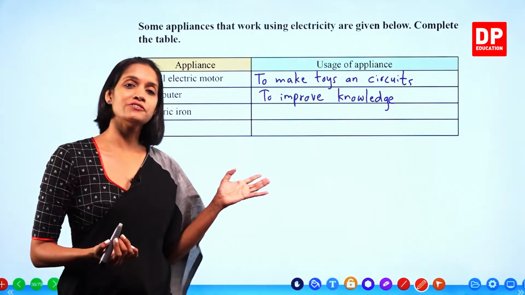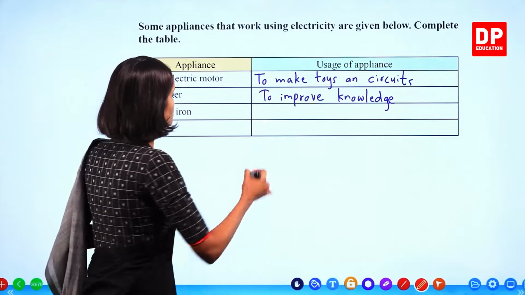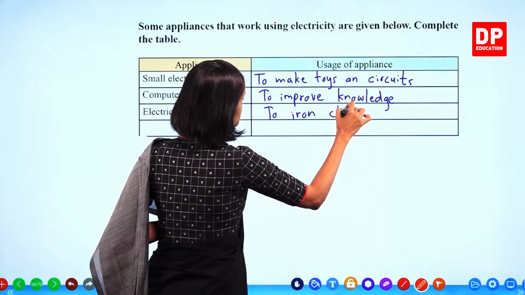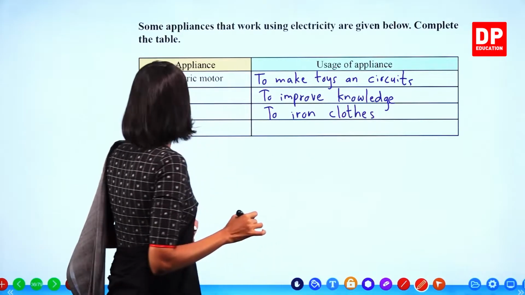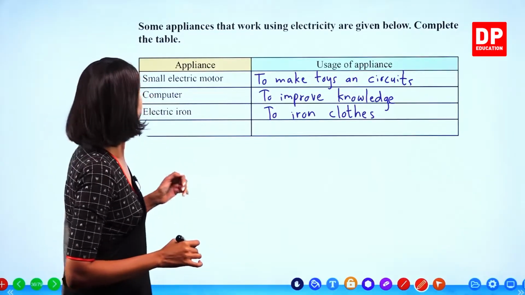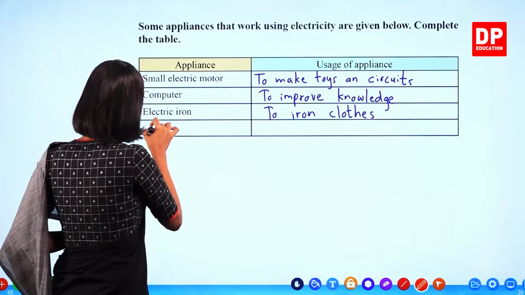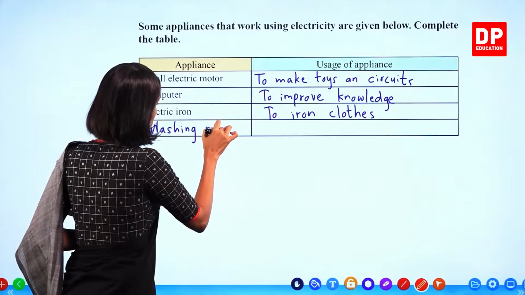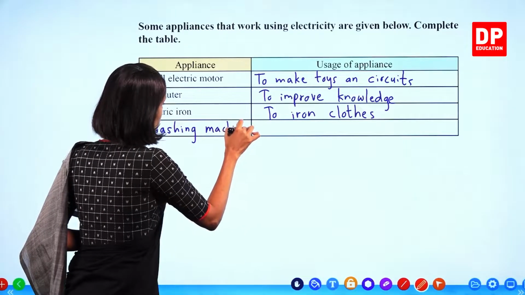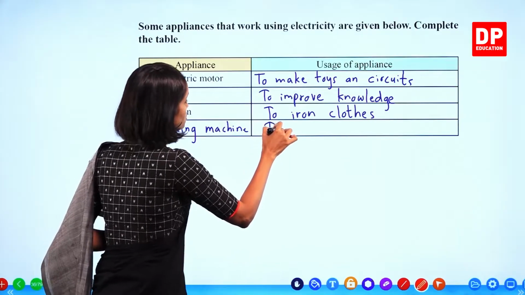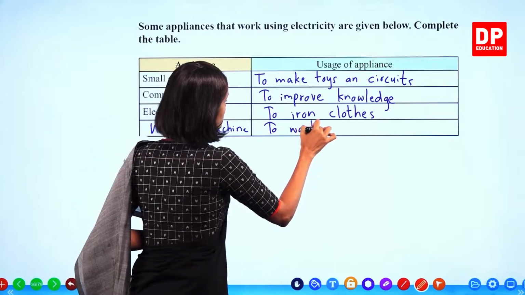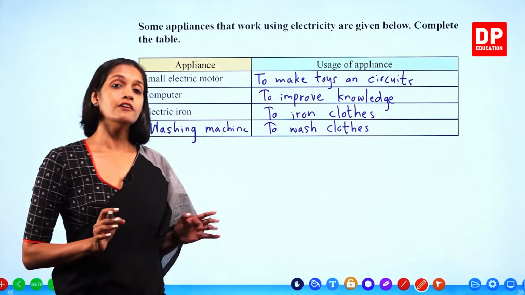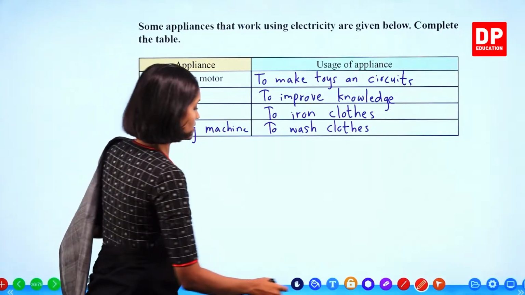Right. Electric iron. We use the electric iron to iron our clothes. To iron clothes. Right? Okay, we can write another one here. Washing machine. Washing machine is used to wash clothes. Wash clothes. Right? We will add one more thing here, children.